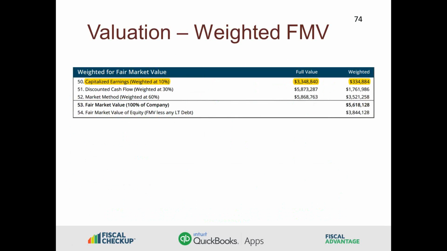So this chart has the values that we previously calculated, and then we weight each value. First, the capitalized earnings method is only valued at about 10%. The discounted cash flow is at 30%, but realize that's going to be the most important because the next one, even though it says 60%, is made up of 3 different methods. So the blended selling market multiples is at 60%.